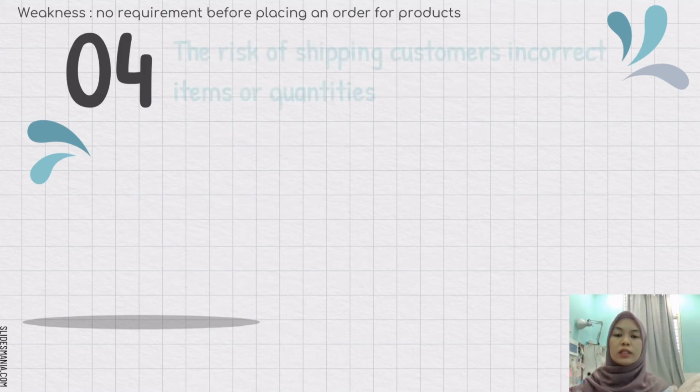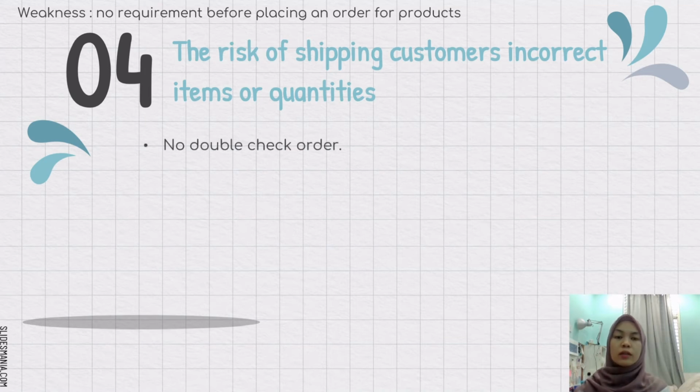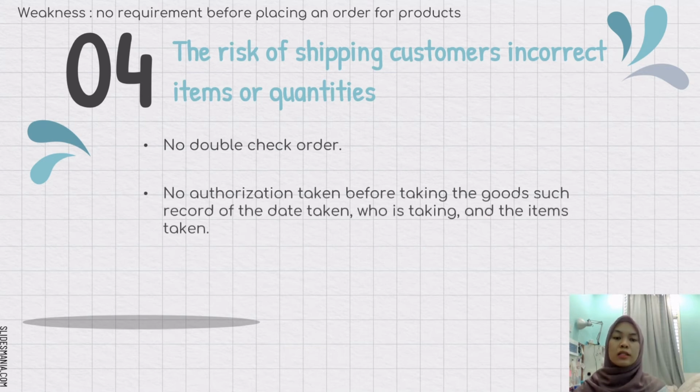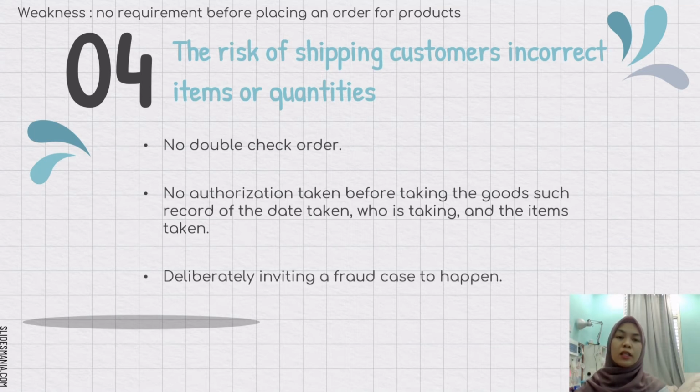The fourth one is the risk of shipping customers incorrect items or quantities. When the warehouse clerk received the sales order, they did not double check the order and directly prepared the goods, and no authorization was taken before taking the goods from the warehouse records. So this is like deliberately inviting a fraud case to happen, since any internal user of the company can get a hold of the goods since there is no record of the goods being taken.